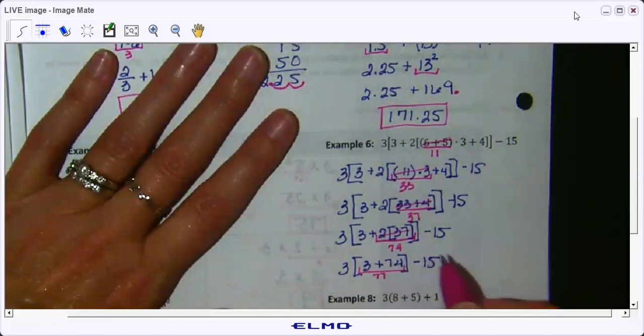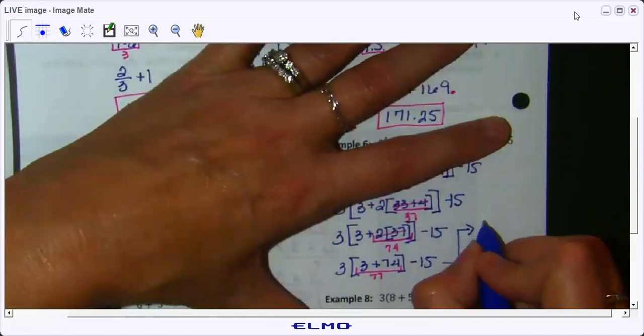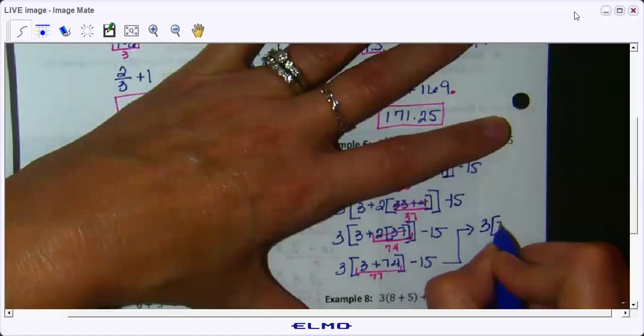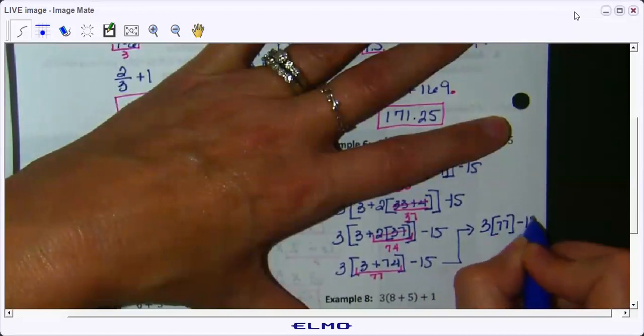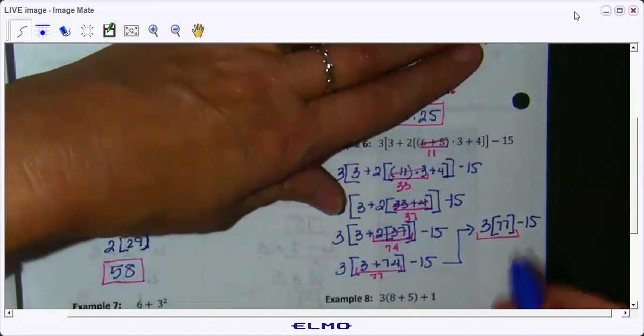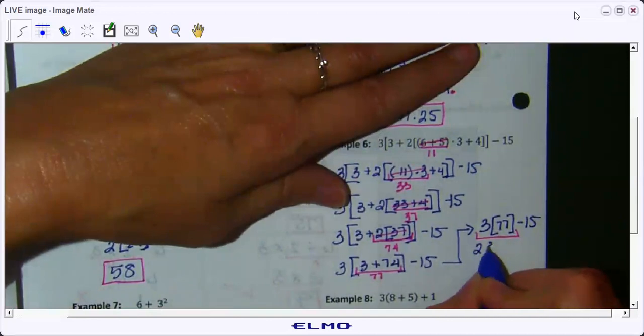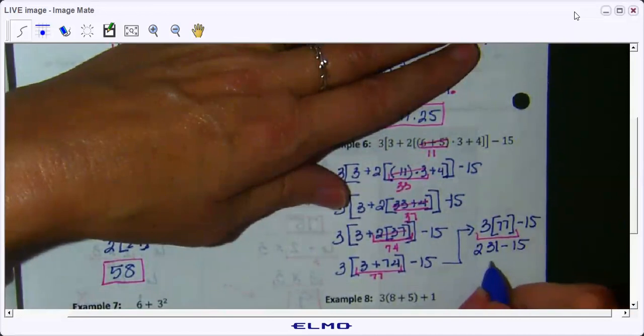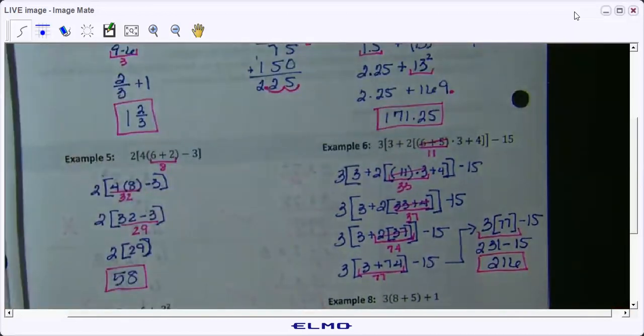3 plus 74 is 77. I've run out of room. So I'm going to kind of come up here a little bit. 3 times 77 minus 15. 3 times 77 is 231. 231 minus 15 is 216. So that huge problem. Okay, any questions?